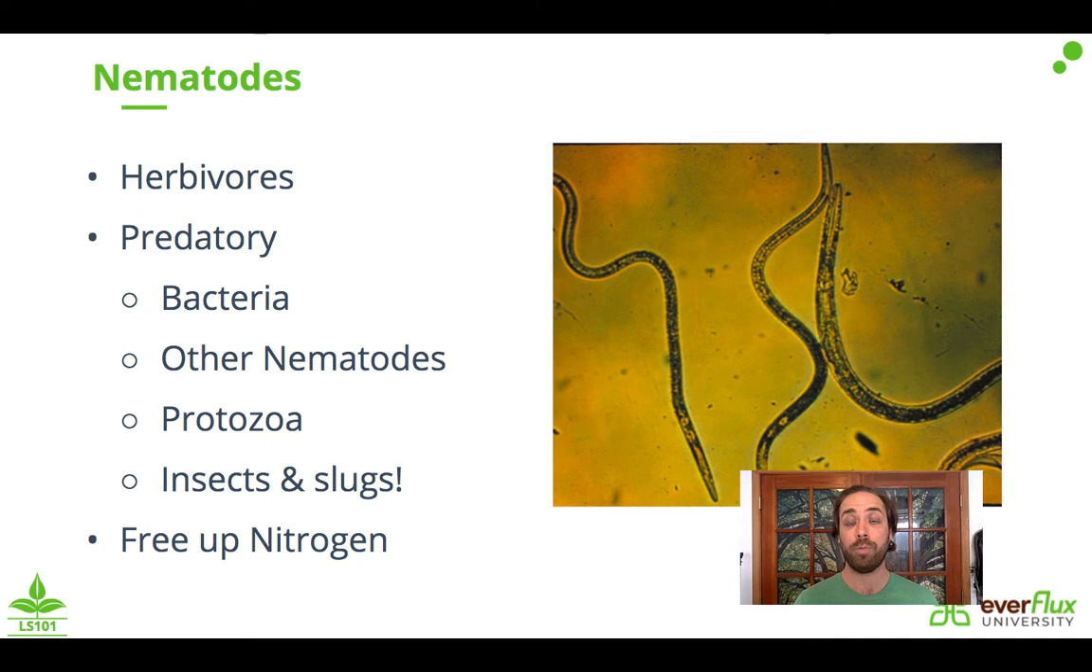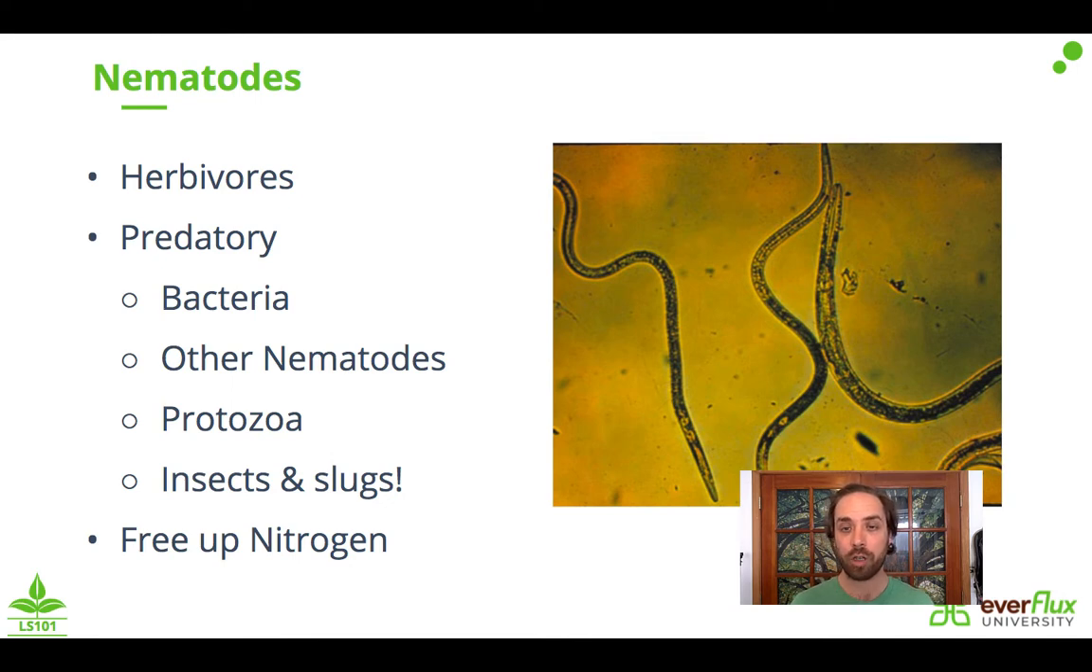So another group of predators is nematodes. Nematodes, like the protozoa, are eating a lot of the other smaller organisms in the soil. They're eating bacteria, they're eating protozoa, they're eating other nematodes, and nematodes can even eat insects and slugs. Now, if you don't know what nematodes are, they're one of the newer groups in the soil food web that's been discovered. A lot of scientists and gardeners and farmers didn't even know about nematodes until very recently.